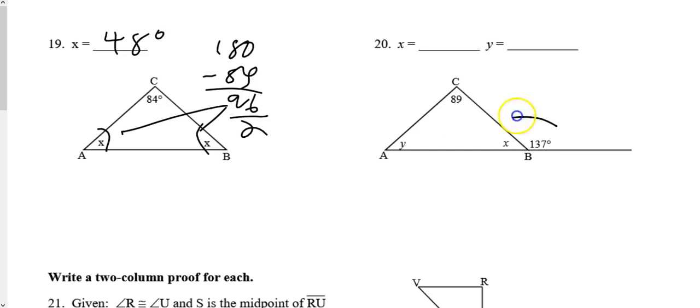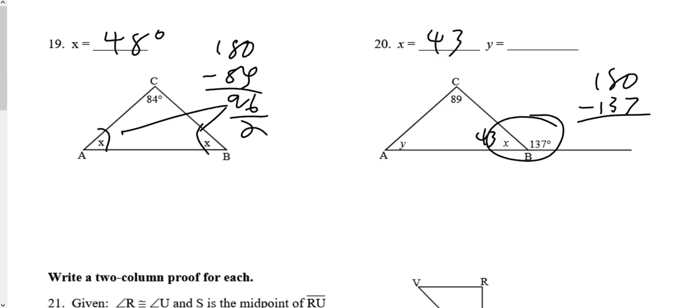All right. Right here we have a linear pair. So 180 degrees in the linear pair minus the obtuse angle, 180 minus 137, means that x is 43. And then, how much did we spend at the 2 stores? 89 plus 43 is 132. 180 minus 132 is 48. And you can check that. 48 plus 43 plus 89 is 180 degrees.